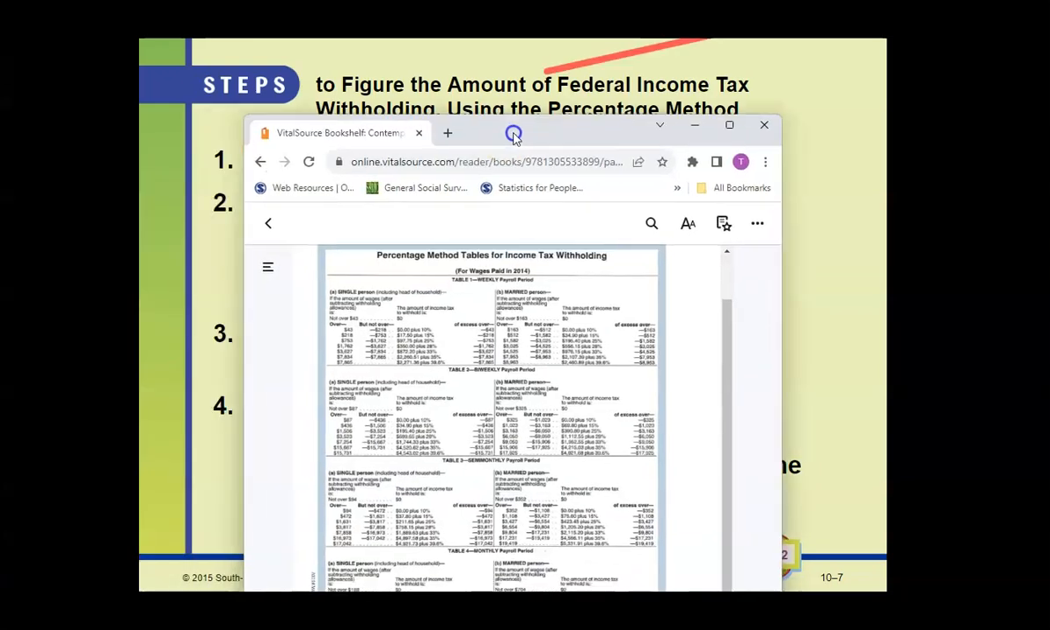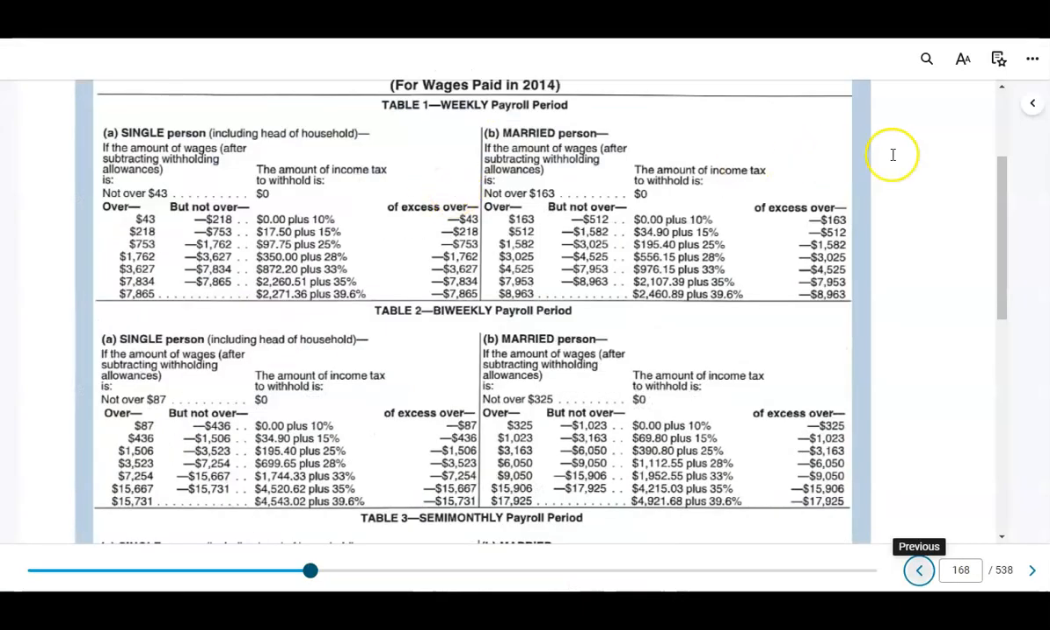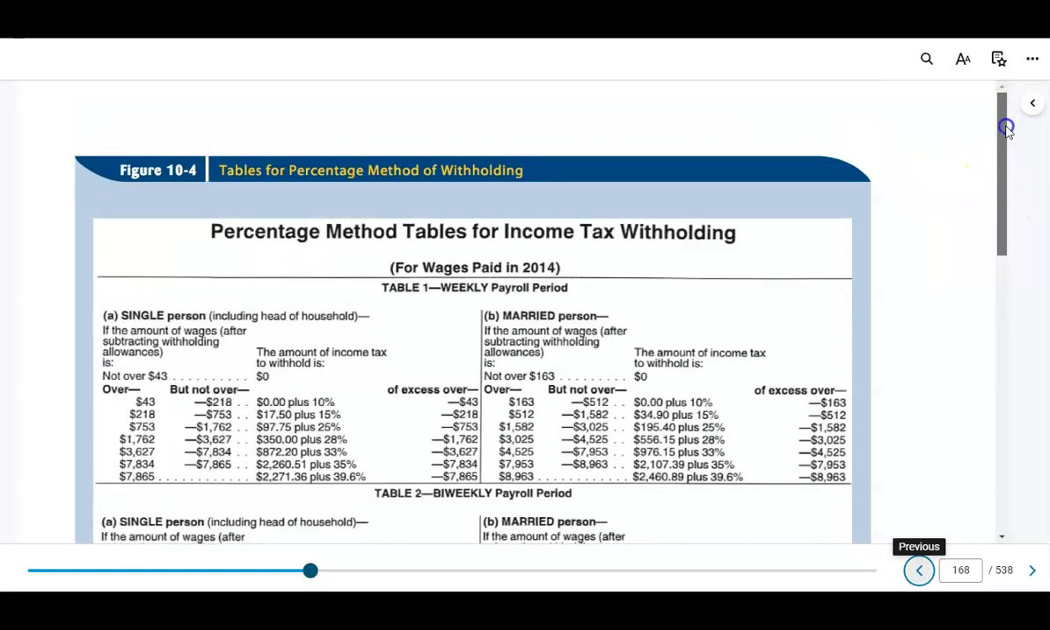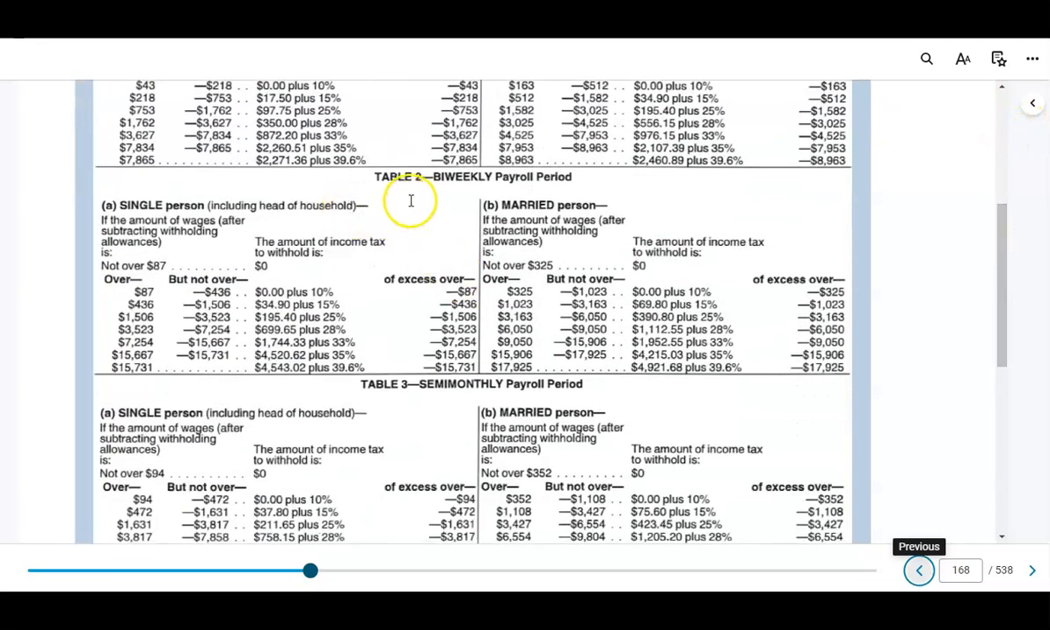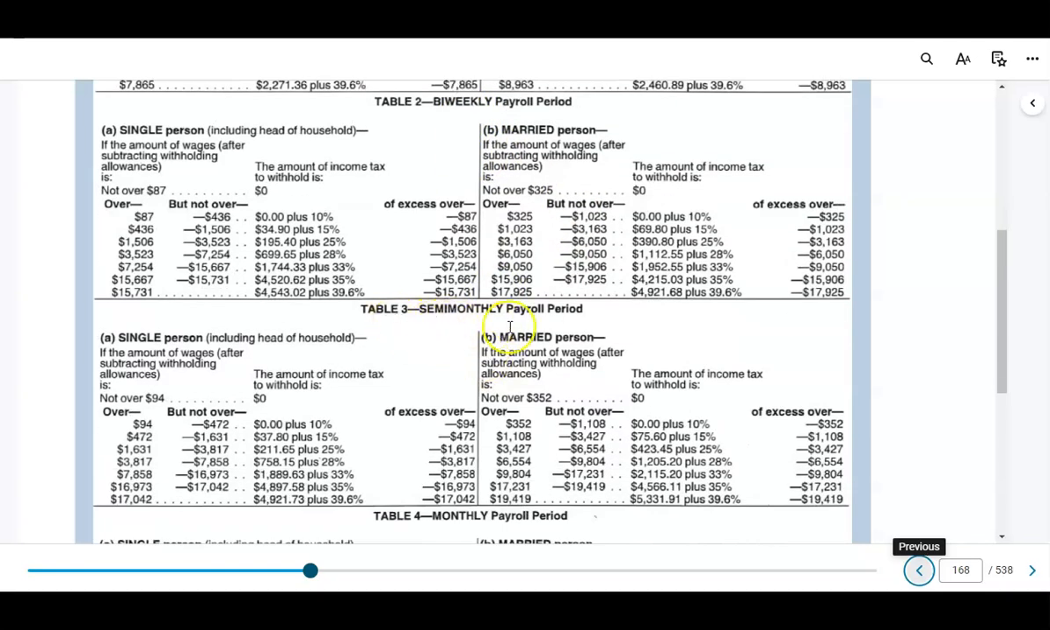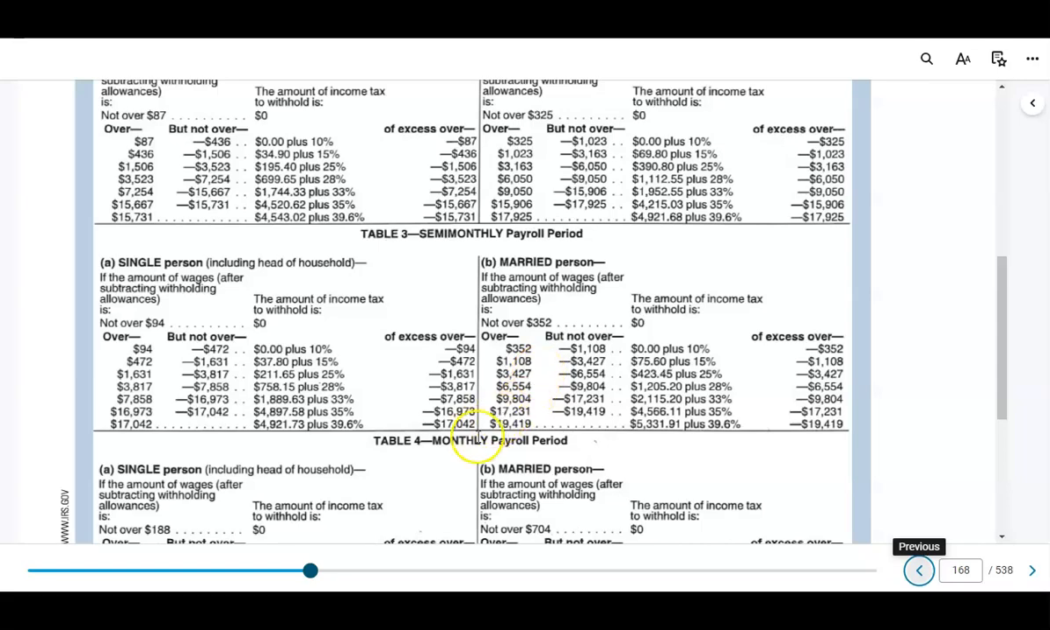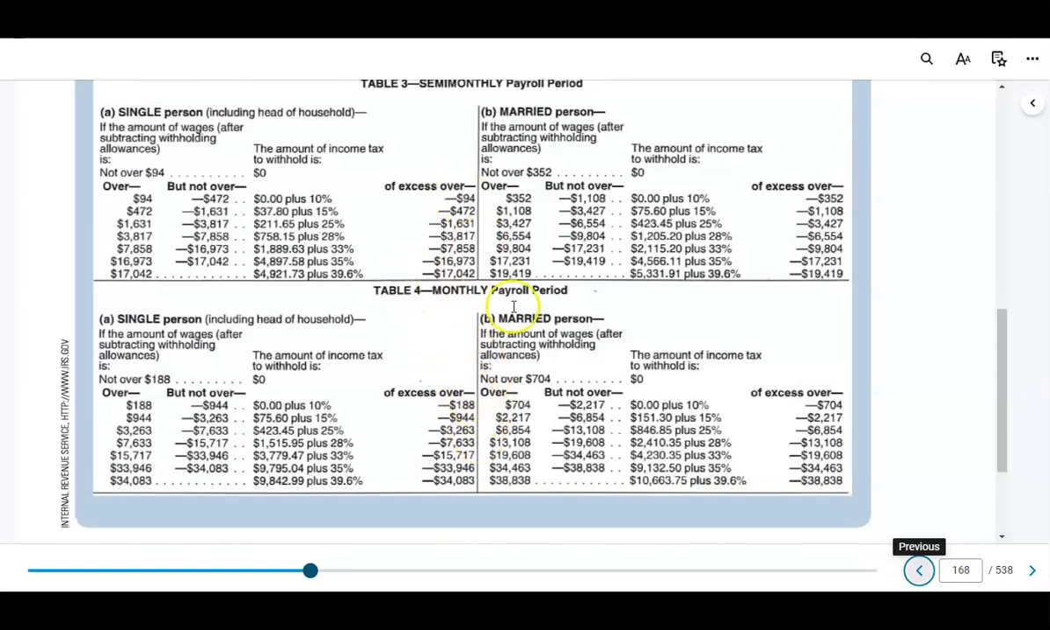I know that sounds like a lot, but basically in figure 10-4 in your e-text, you have this image here, and it's separated into 4 sections. Table 1 is for people who are paid weekly. Then you have table 2 for people who are paid bi-weekly. Table 3 is for people paid semi-monthly, and then table 4 is monthly.